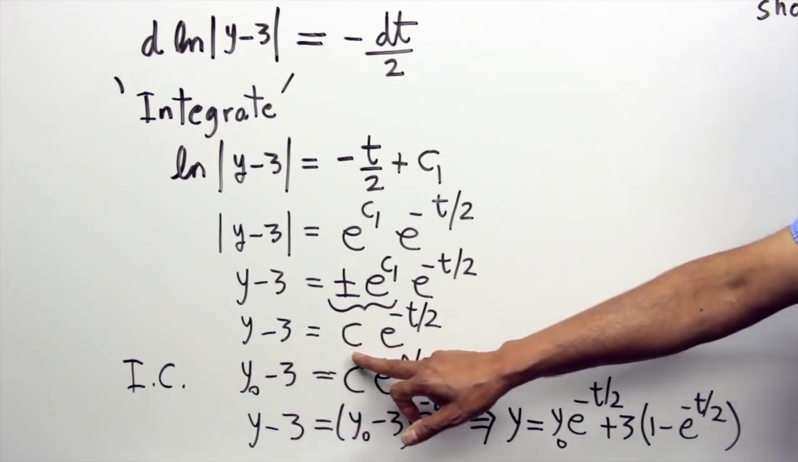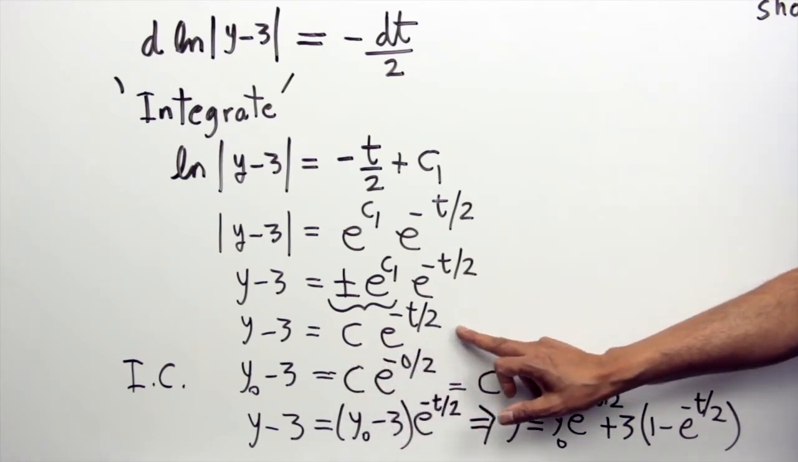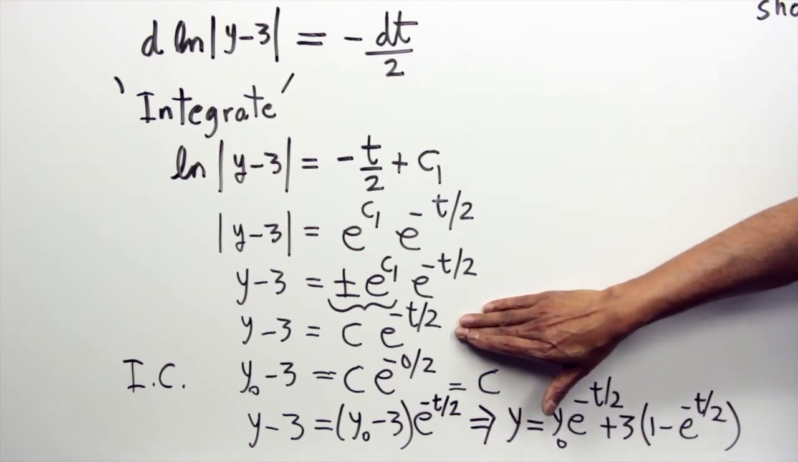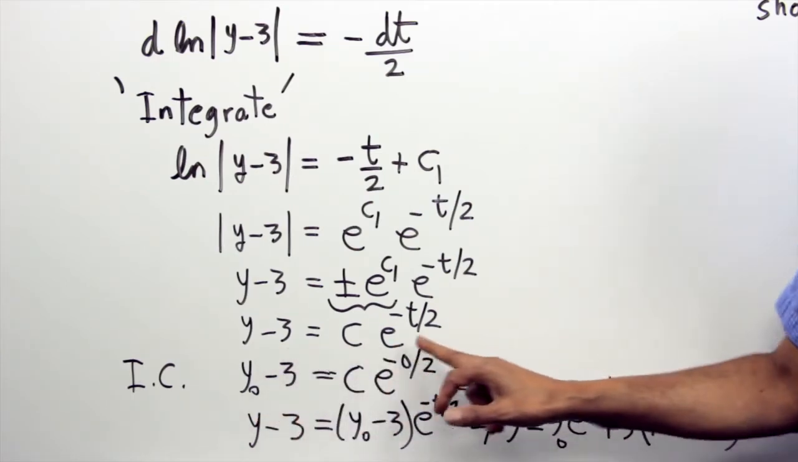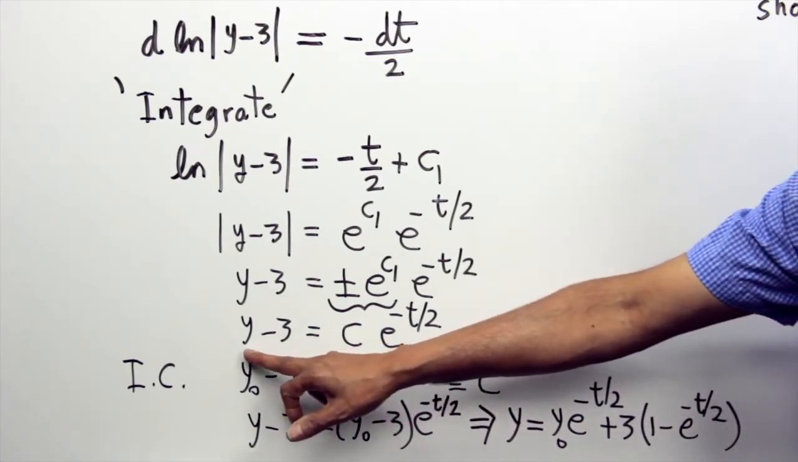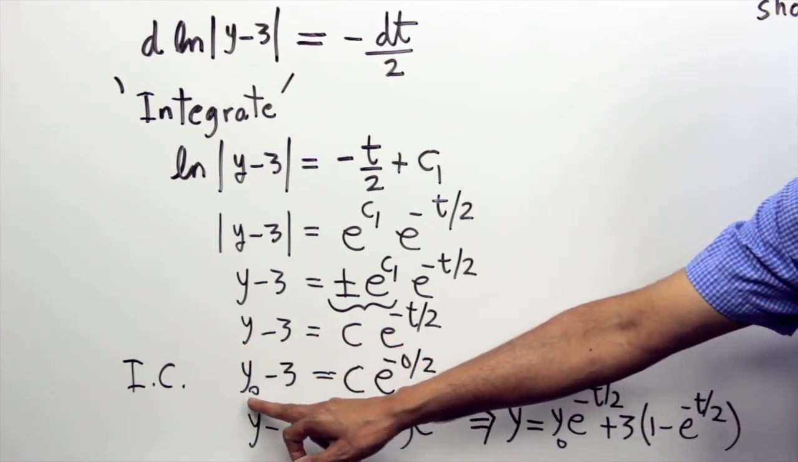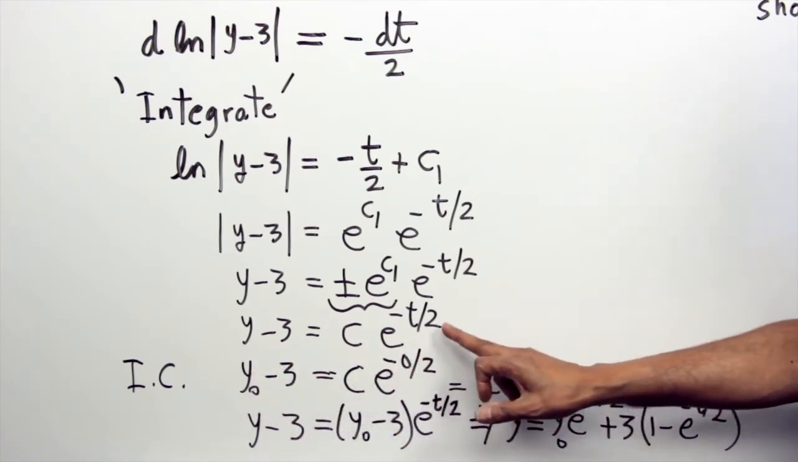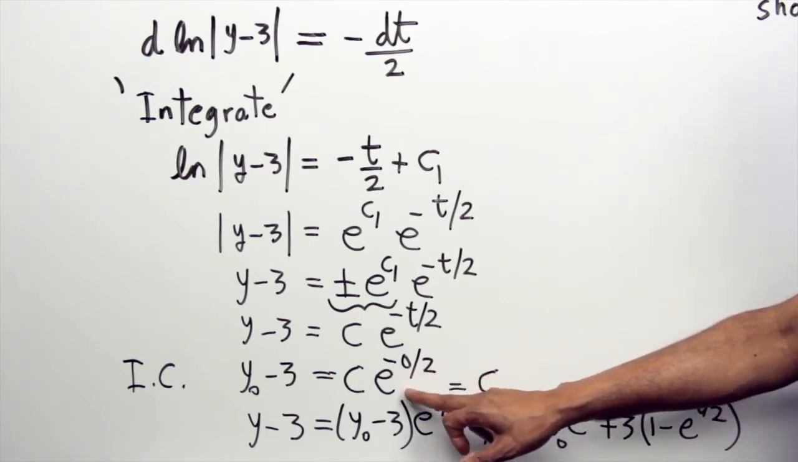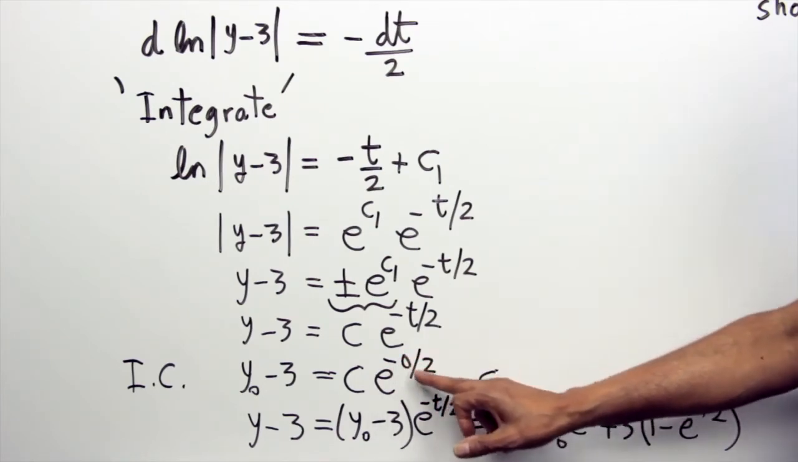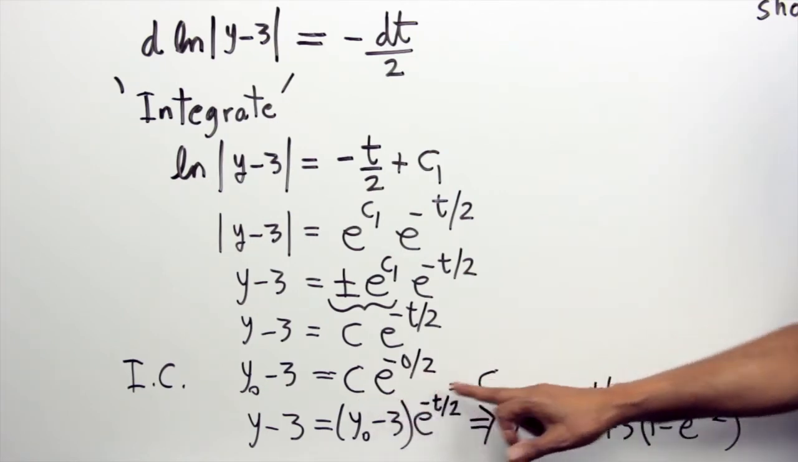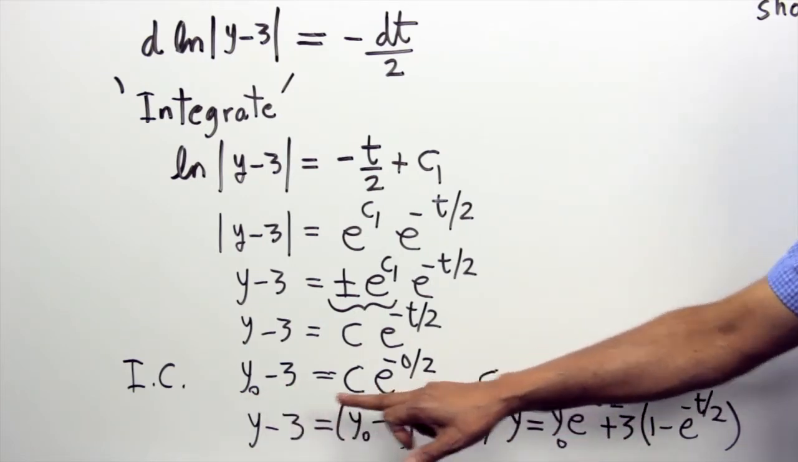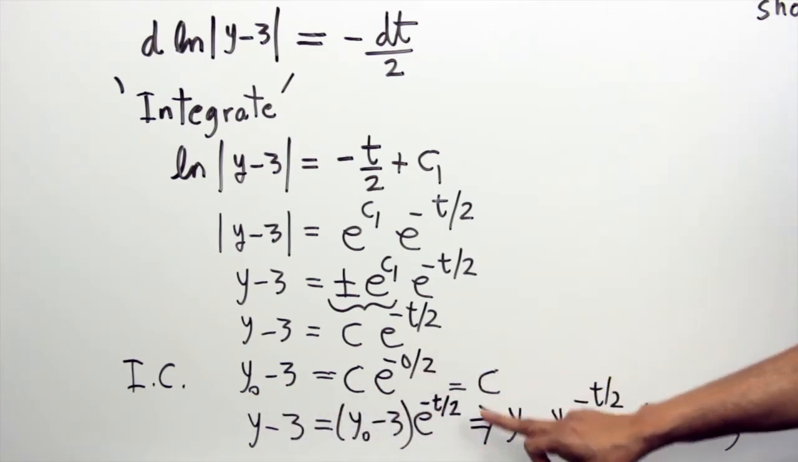y minus 3 equals some arbitrary constant c times e to the minus t over 2, and now we come to apply the initial condition. We recognize that when t is equal to 0, the value of y must be y0 that was given. So y is replaced by y0. y0 minus 3 must be the value of this function when t is equal to 0. So we put 0 here, and then recognize that e to the minus 0 is 1, and so this thing is equal to c. This gives us the value of c is equal to y0 minus 3, which we can substitute back in the original equation like shown here.